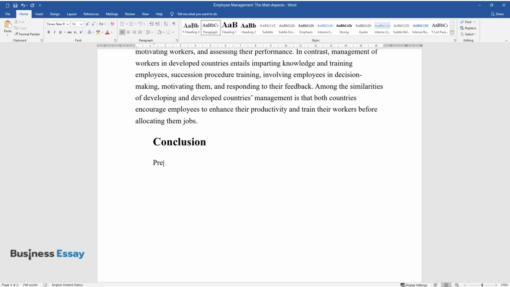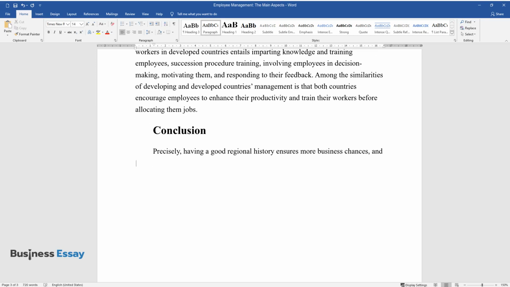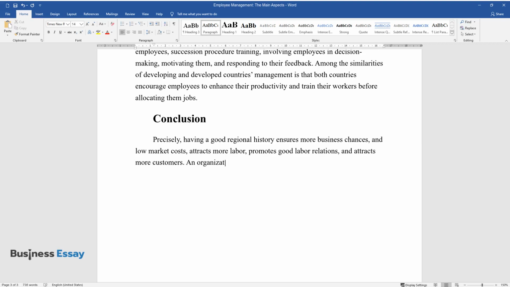Conclusion. Precisely, having a good regional history ensures more business chances, and low market costs, attracts more labor, promotes good labor relations, and attracts more customers.